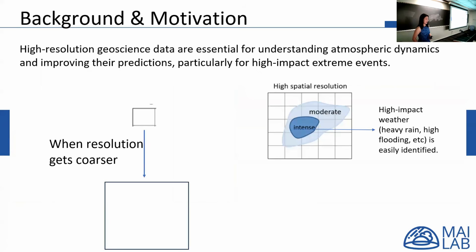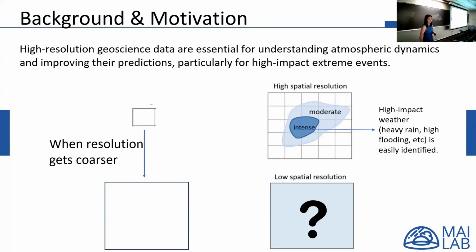And also from my own research, we found high-resolution geoscience data are essential for understanding atmospheric dynamics and improving their predictions, particularly for high-impact extreme weather. Everyone here understands, if we look at some extreme weather, but smooth it out to a larger area, then the peak value will be lowered, right? So this is a problem. We don't know where the intense core is.